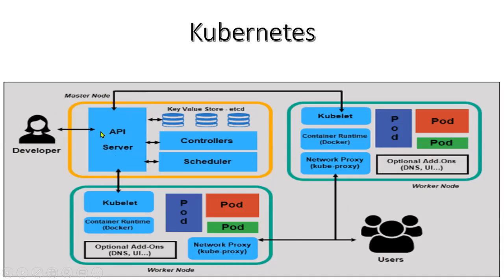This component is the one you work with. You give the command to create a pod. The API server will take the command and work with the controllers and scheduler to provision your pod, and decide where to provision it. This API server will talk with the worker node to place your pod.